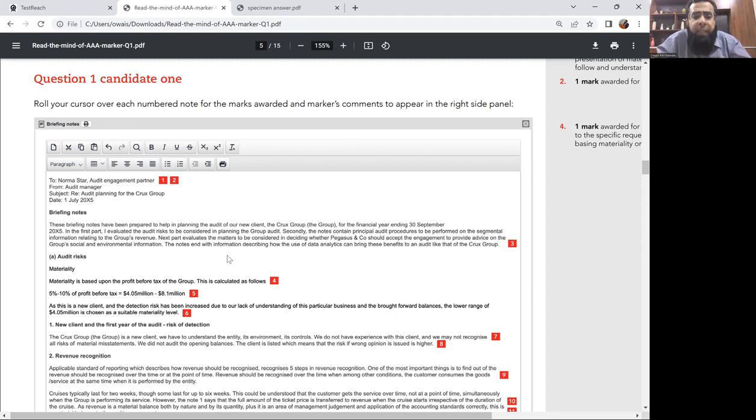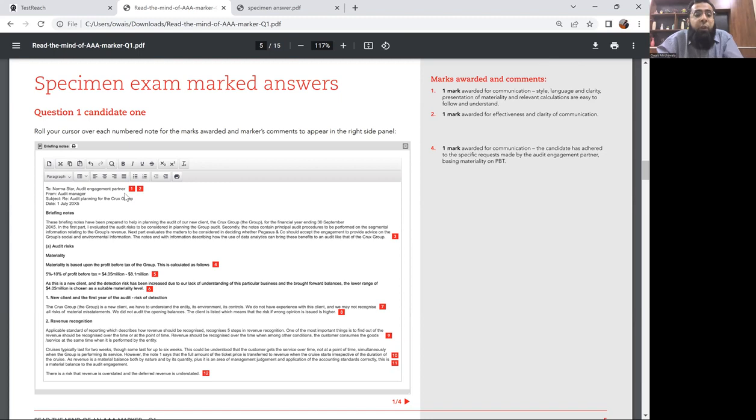Okay, let's see how this briefing note part has been marked. If you look at comment number 1, which is for to, from, subject and date, 1 mark awarded for communication, style, language and clarity, presentation of materiality and relevant calculations are easy to follow and understand. So the format that he made, to, from, subject, date, introduction, and then he started with materiality. So he got 1 mark for communication and 1 mark awarded for effectiveness and clarity of communication.